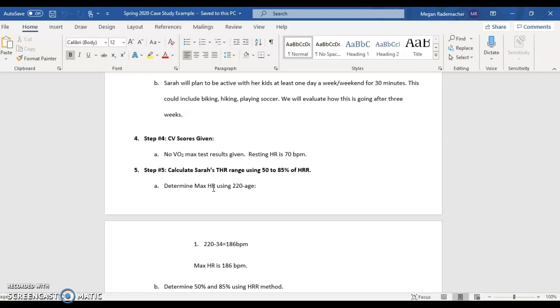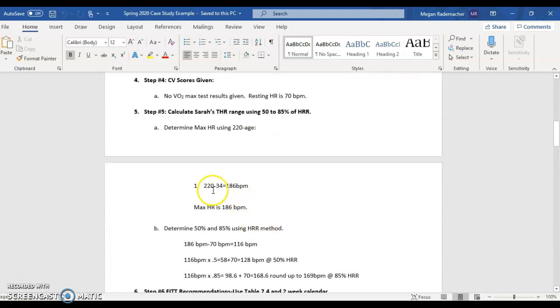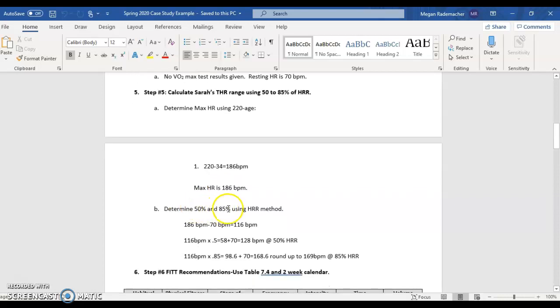So we don't know her max heart rate because we weren't given that information. So we will just have to use 220 minus her age. That would be 220 minus 34 years old, which is 186 beats per minute. So her max heart rate is 186, and then we need to determine 50 and 85% using the heart rate reserve method.